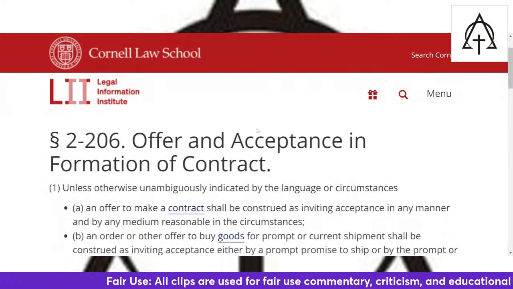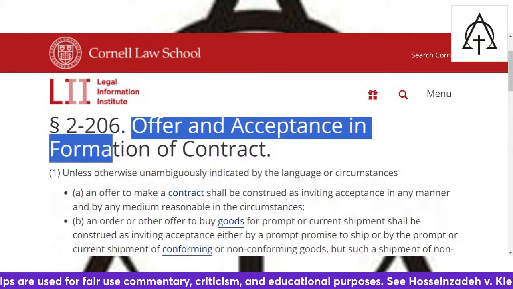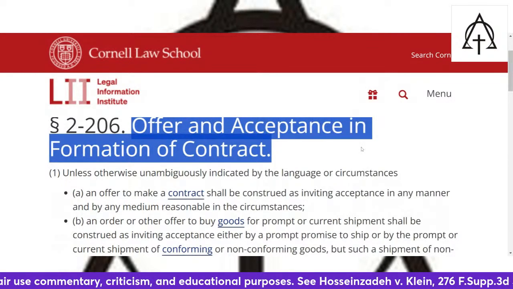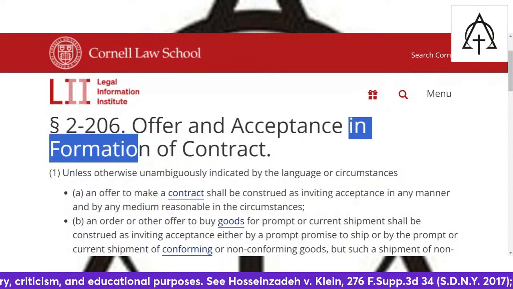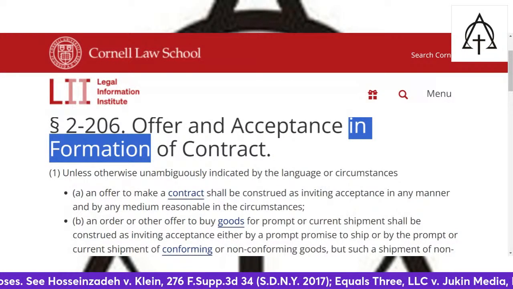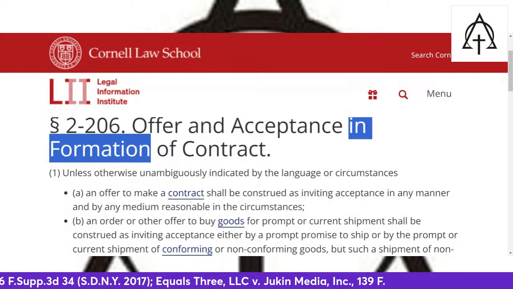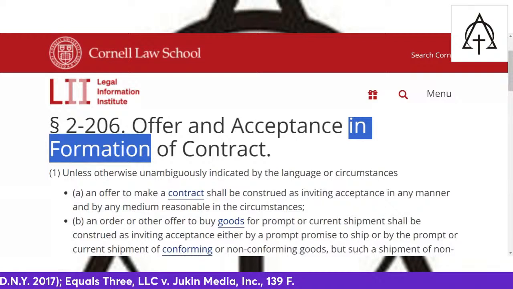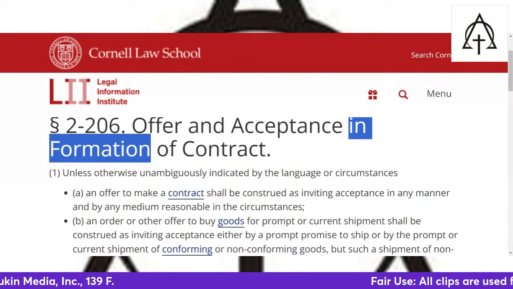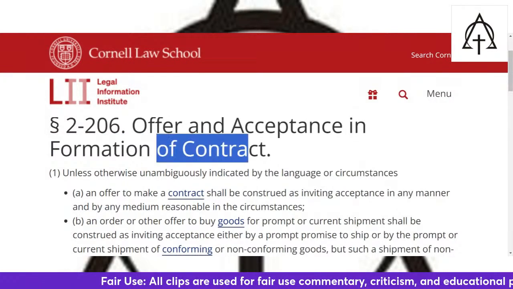Uniform Commercial Code 2-206. Offer and acceptance in formation of contract. You see that? You see what that is? That's information. It's a different way of showing you what's actually going on through a conversion. You have an offer and acceptance. The data elements are part of that acceptance. That's the information. And it's of a contract.